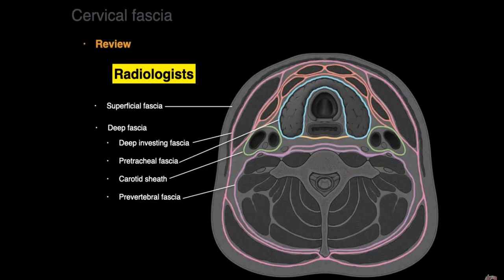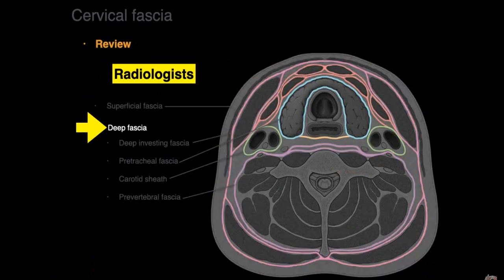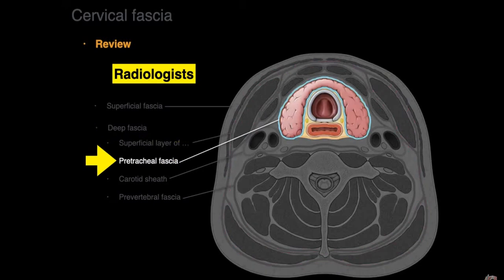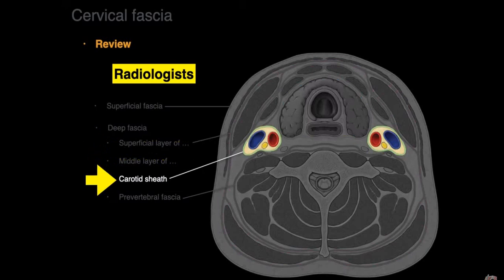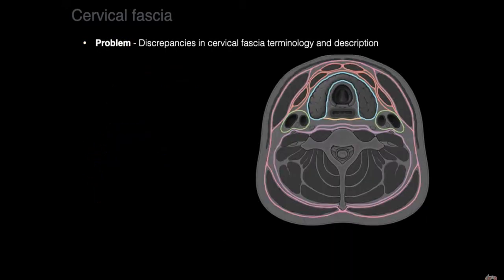Now, radiologists, on the other hand, will say, well, that's superficial fascia, and that's the jargon I'm going to use. And the deep fascia, I'm going to use my own jargon. Instead of calling this the deep investing fascia, I'm going to say that's the superficial layer of the deep fascia. And instead of calling this a pretracheal fascia, I'm going to say that's the middle layer of the deep cervical fascia. And then I'll just call that the carotid sheath. And instead of calling this the prevertebral fascia, I'm going to call it the deep layer of the deep cervical fascia. And so what we see is there's discrepancy and there are problems in the cervical fascia terminology and description.